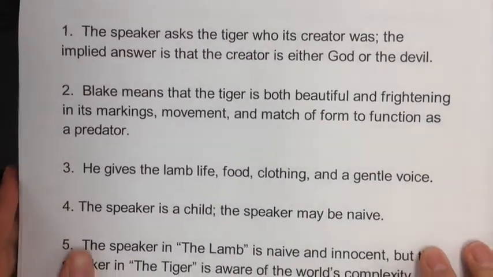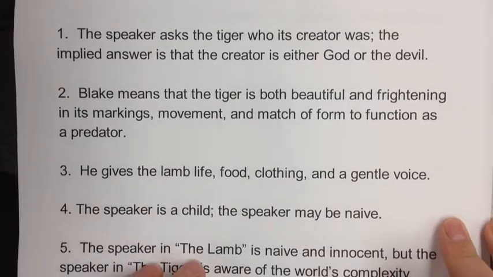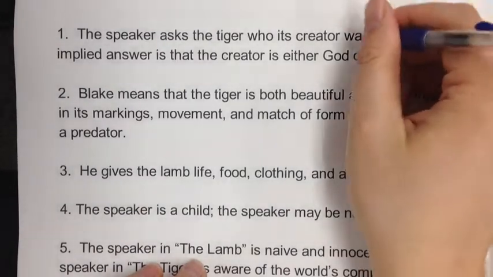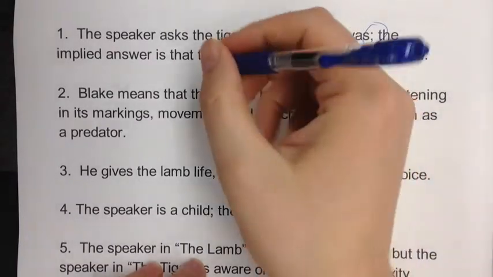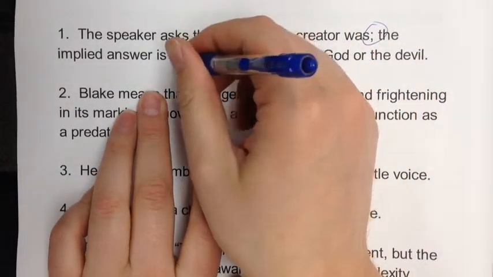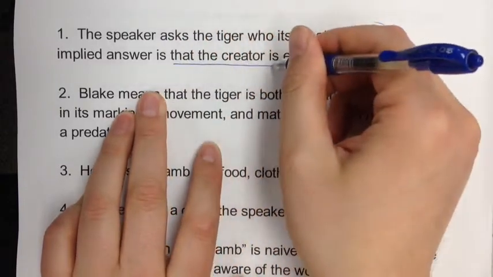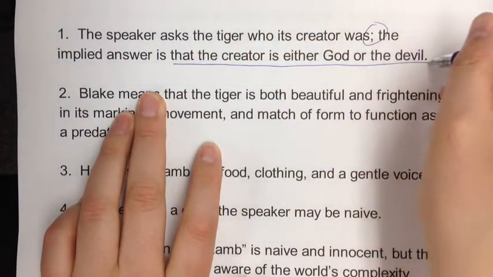Alright, so here is my answer. The speaker asked the tiger who its creator was, semicolon. Boom, it's compound. The implied answer is, and then here is a noun clause. This is a predicate nominative. That the creator is either God or the devil.